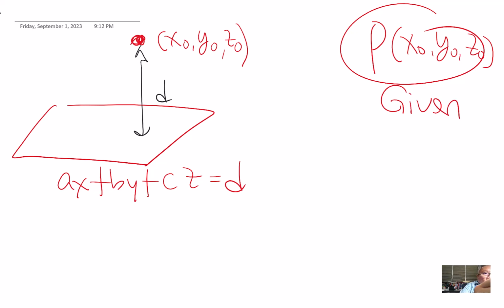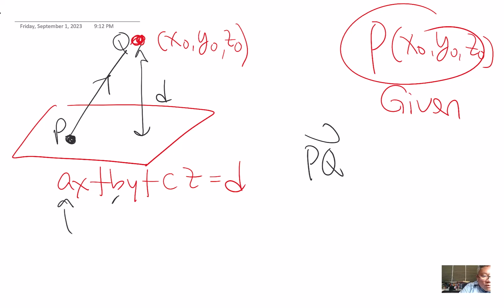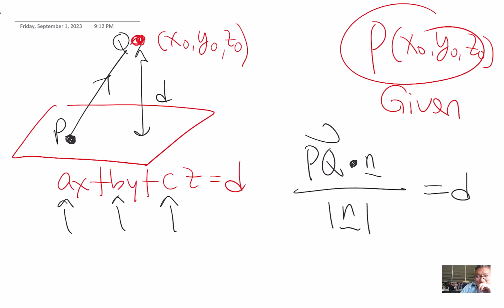Number one, from this equation, find one point that is on the plane, and call it P if you want. Then construct the vector PQ. And then you have the normal vector. So dot it with the normal vector, divided by the magnitude of the normal vector, and that's the distance. If this turns out to be negative, take the positive value. So you do that. That's what we did.